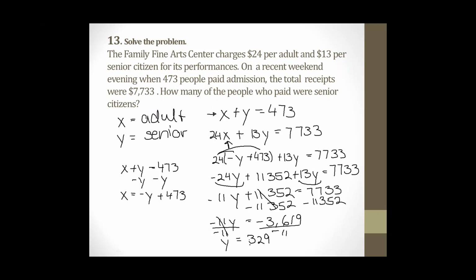the y is the senior citizens, so we are actually done here. The 329 should be your answer for the senior citizens. If you had happened to have to solve it for X, then you would have to go further and plug it back in. But in our case, they only wanted to know the senior citizens, which is 329. And the correct answer is D.